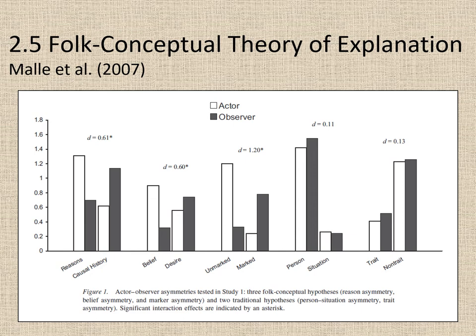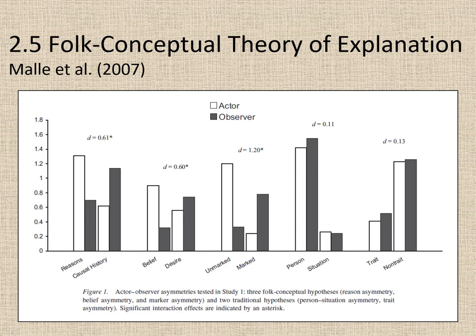So causal history, desires, and marked beliefs. He did like this because he has the causal history he has. That's why he wants to achieve X, and he thinks that to behave in this way is a good way to achieve this. So more desires and marked beliefs when we explain other people's behavior, more reasons and unmarked beliefs when we explain our own behavior.